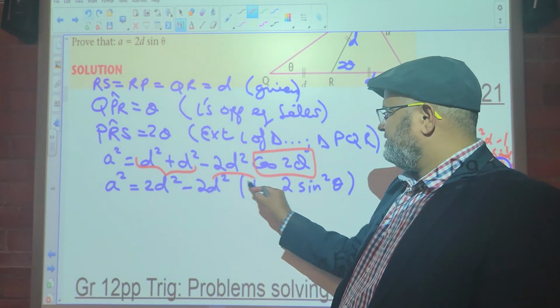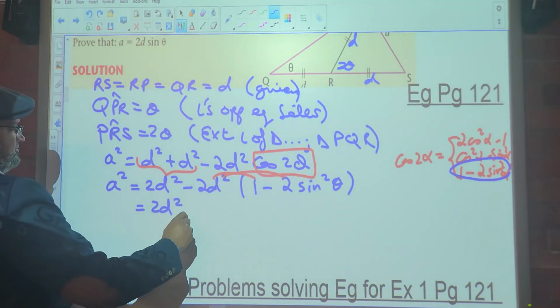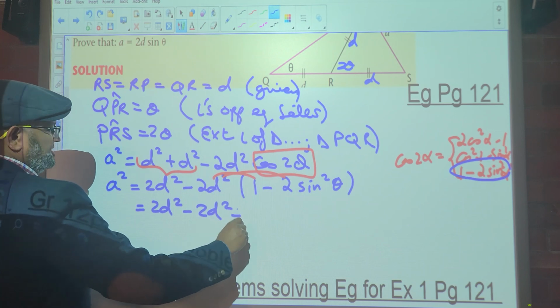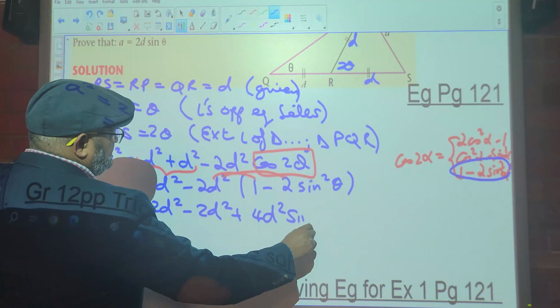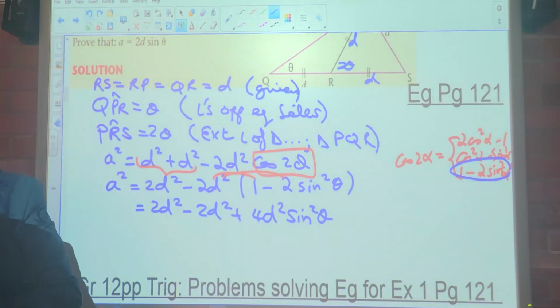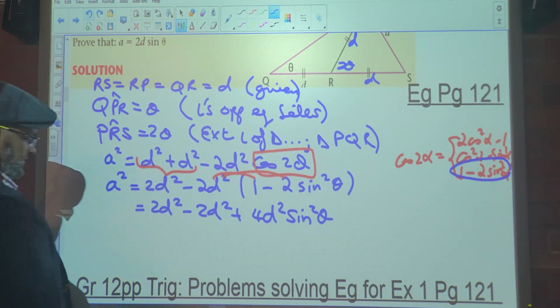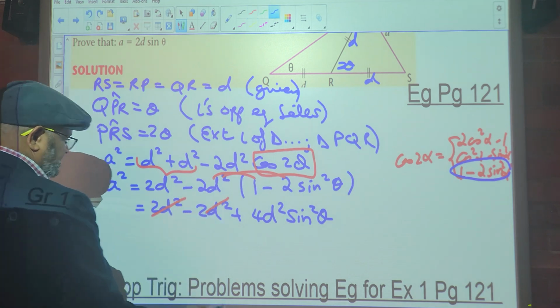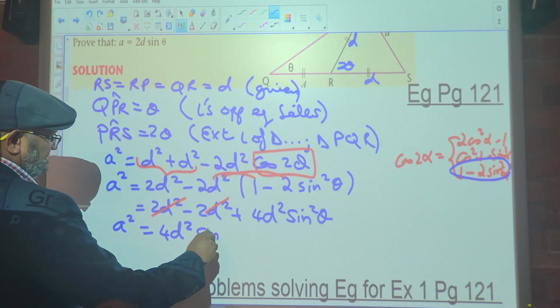So we're going to get rid of the brackets, which is going to give us 2D squared minus 2D squared plus 4D squared sine squared theta. So what can happen now? Then they cancel. Correct? So A squared is equal to 4D squared sine squared theta.